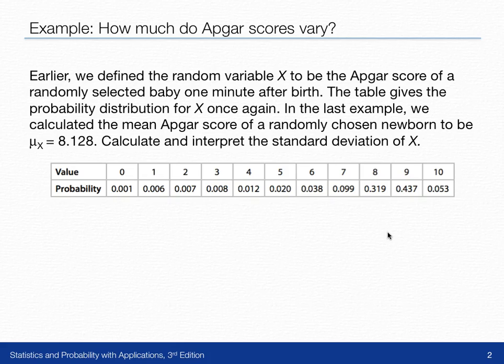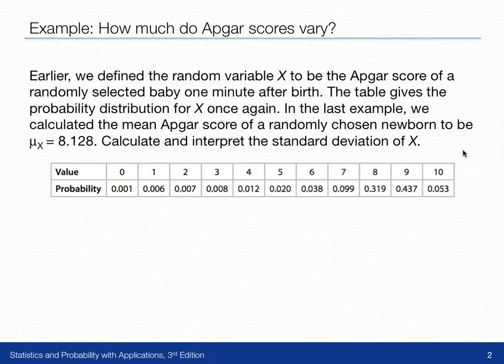Earlier, we defined the random variable x to be an APGAR score for a randomly selected baby 1 minute after birth. This table shows the probability distribution for those APGAR scores again, and in the last example we calculated the mean APGAR score for a randomly chosen newborn to be mu equals 8.128, so somewhere between 8 and 9. Calculate and interpret the standard deviation of x.